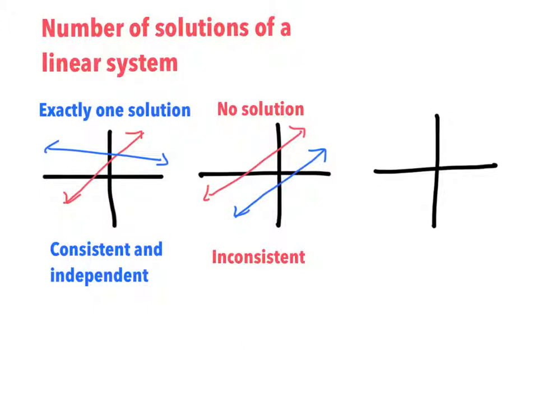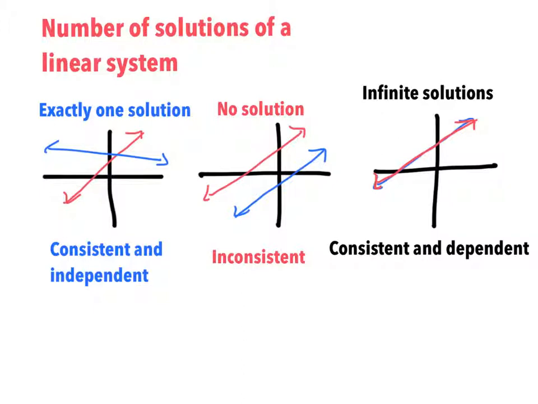The last situation is if you had two lines that were lying right on top of each other. These two lines are just always intersecting, so these have infinitely many solutions. These lines are consistent because they have at least one solution, and they're dependent because the number of solutions is infinite.